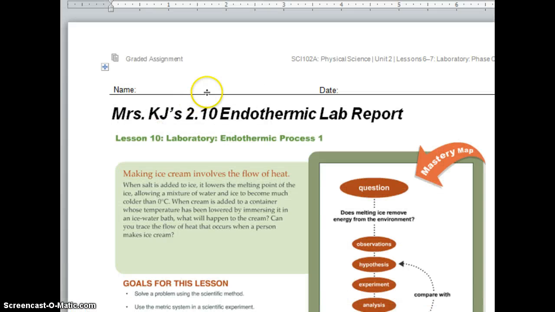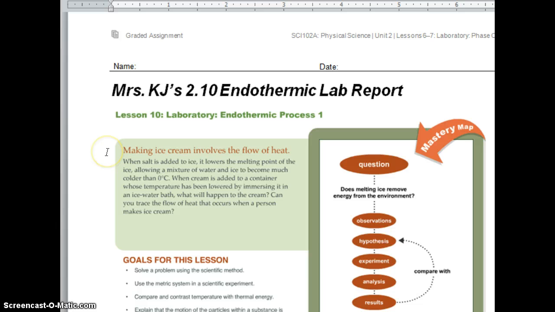And now lab 2.10. Making ice cream involves the flow of heat. When salt is added to ice, it lowers the melting point of the ice, allowing a mixture of water and ice to become much colder than 0 degrees. So that's why we put salt on our roads in winter. When cream is added to the container whose temperature has been lowered by immersing it in an ice water bath, what will happen to the cream? Can you trace the flow of heat that occurs when a person makes ice cream?